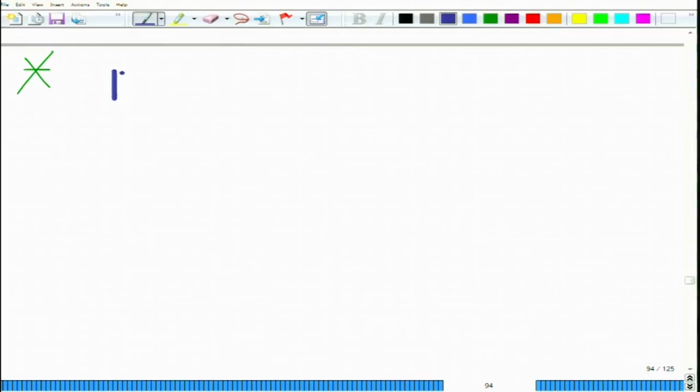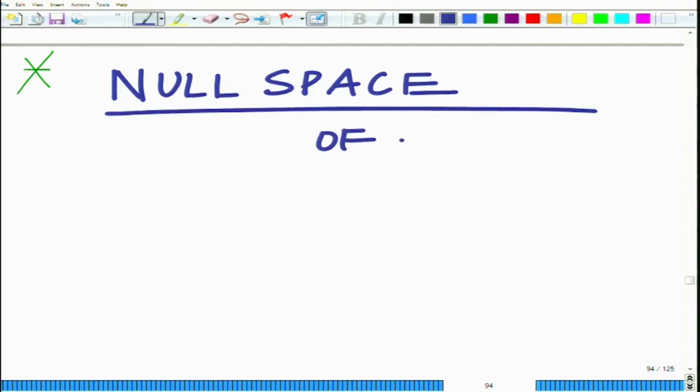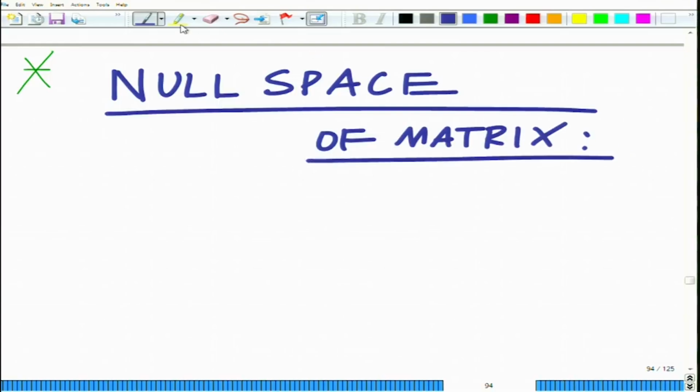Alright. In this module, let us start looking at another important concept, that is the null space of a matrix. So, what we want to understand as part of our examples for the mathematical preliminaries is this concept of what is known as the null space of a matrix. Now, what do we mean by the null space of a matrix?